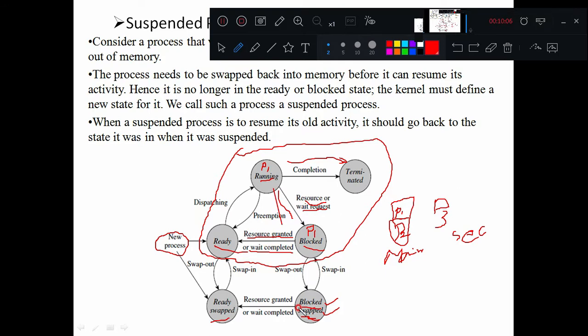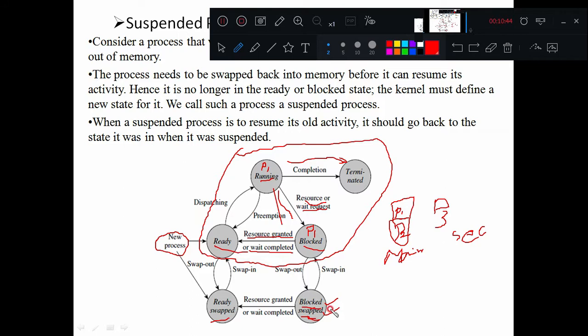Since it is in blocked state, because it has requested resources, and due to its low frequency of execution, the operating system will make space for a new process. In that case, process P1 will be swapped out from the main memory and kept in secondary memory, with its state stated as blocked swapped. That means before swapping out of the main memory, it was in blocked state, and swapped means it has been swapped out from the main memory, right? So I hope you understood the fifth state, that is blocked swapped, right?